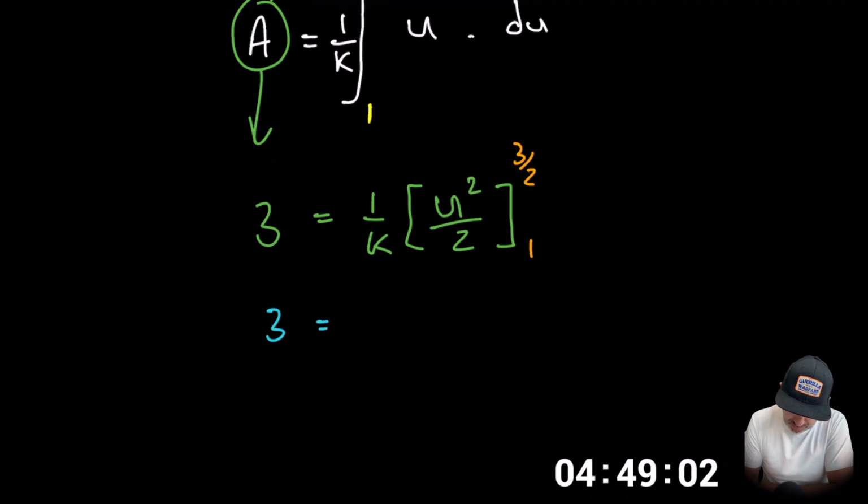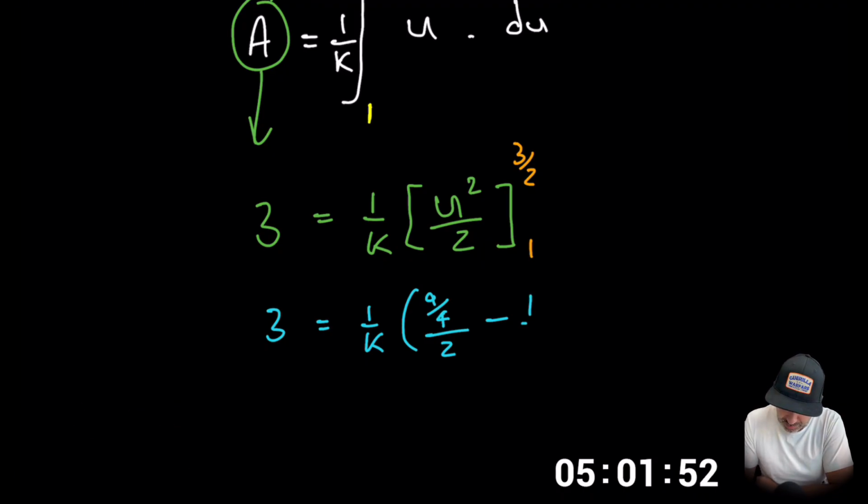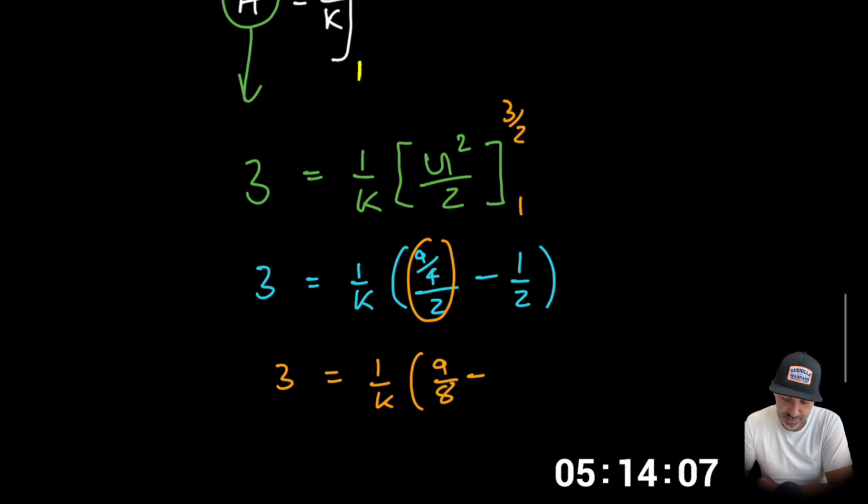So 3 equals 1 over k. We've got 3 over 2 squared, so that'd be 9 over 4, over 2. Then we substitute 1 into that now, so it will just be subtract a half, close brackets. Well, 9 over 4 over 2 is 9 over 8, so we get 3 is equal to 1 over k, 9 over 8 minus, now let's put this in terms of 8, so we can times top and bottom by 4, so that would be 4 over 8.